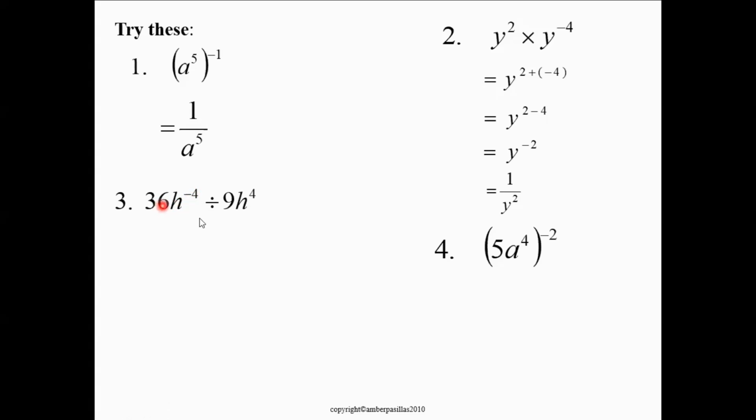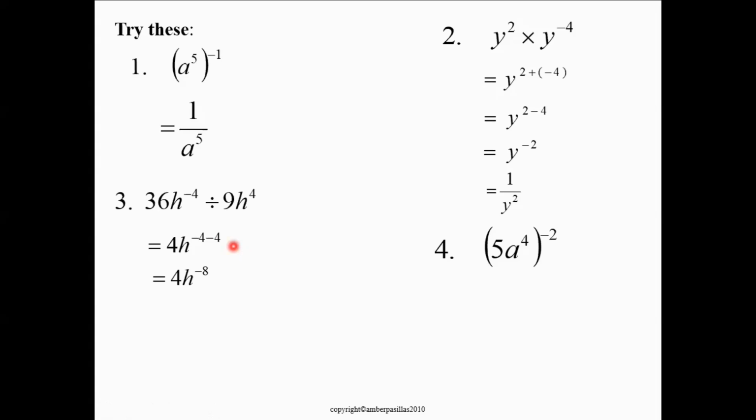So in this case, the best scenario is to do the division law first, where we take 36 and divide it by 9, we get 4. And then because we have 2 bases that are the same, we can go ahead and subtract the exponents, like the division law states. When the bases are the same, you subtract exponents. So therefore, we're going to have -4 take away 4, as seen here. And so now we're going to have 4h to the power of -8.